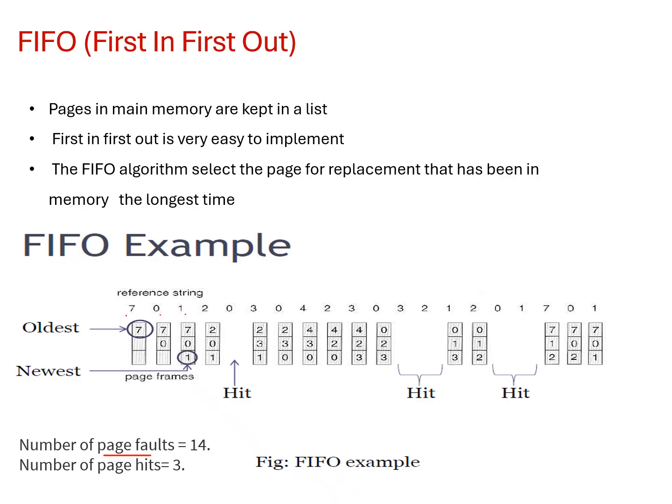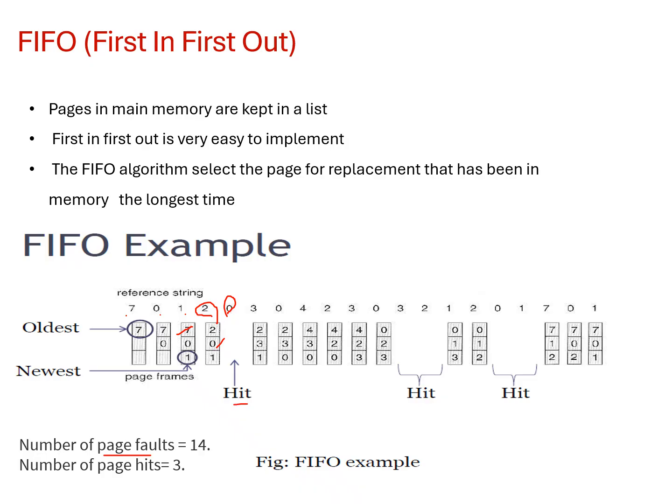One page fault occurs. Again 0, you can place it here. First come first served, right? Then 1, you can place it here. Now 2 comes, and the cache is full. Where will you keep it? Whichever came first is going to be replaced. So 7 came first. Replace 7 and place 2. Then 0 comes. The 0 is already available, so a hit occurs. So 1 hit occurs.